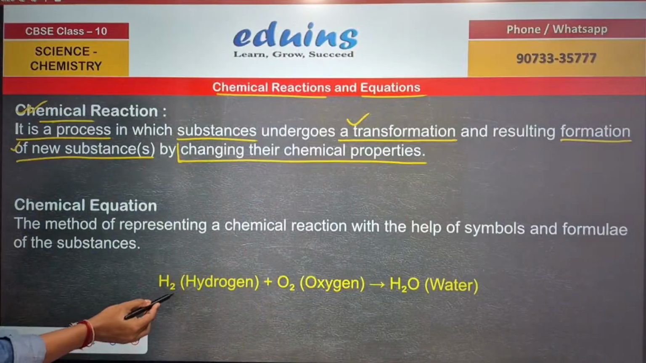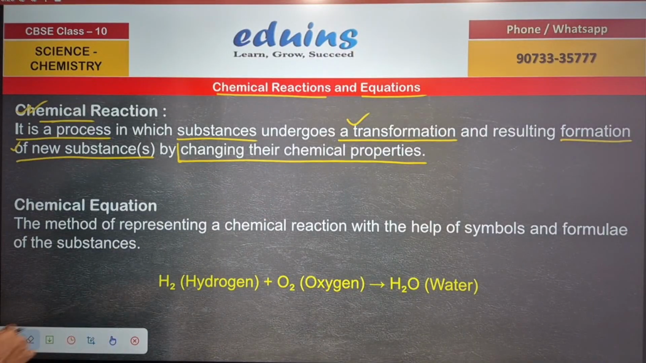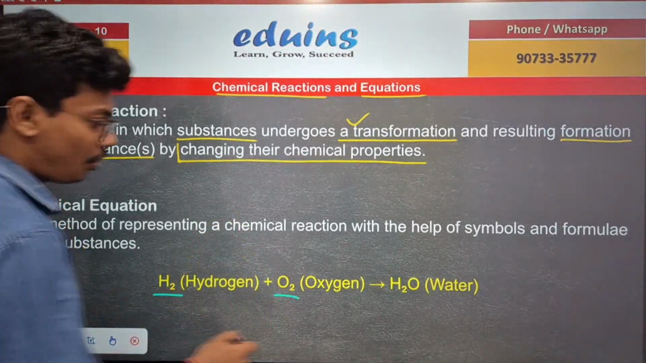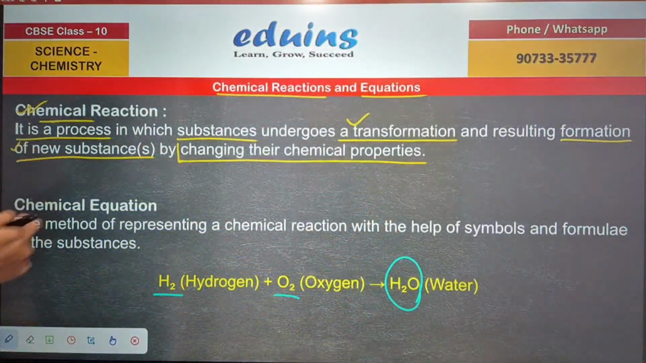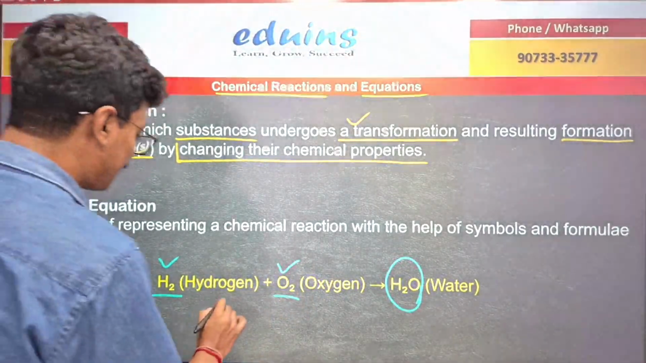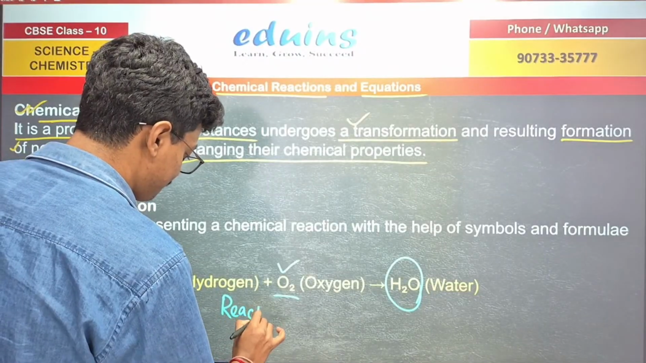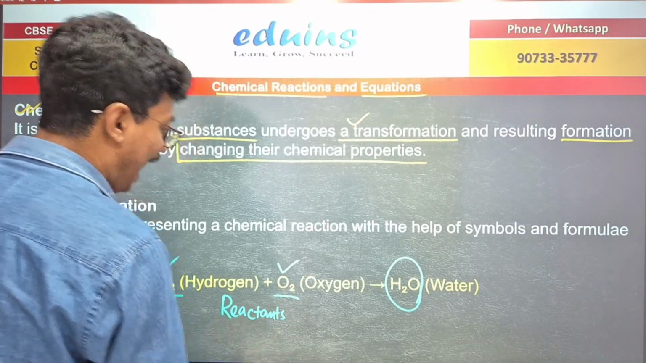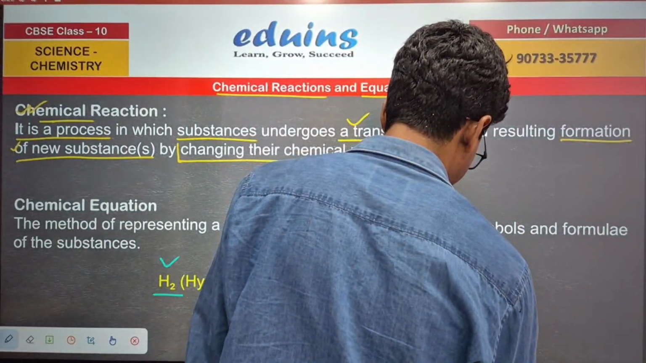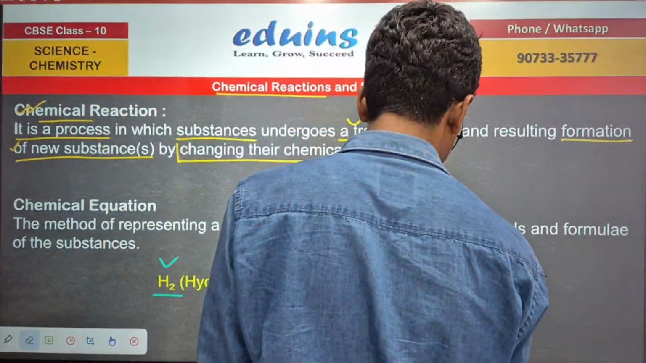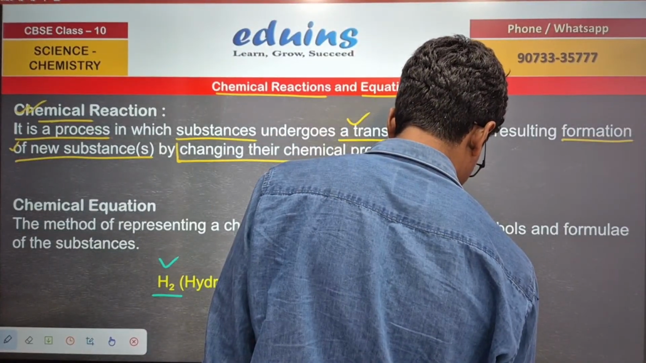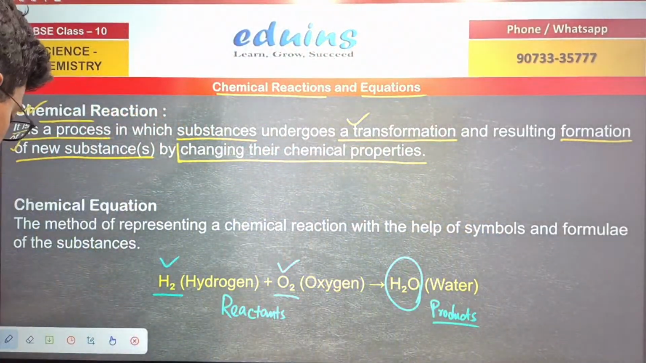How? That is, hydrogen and oxygen react and form water. So the hydrogen and oxygen are called reactants. And the water which is formed is called the product, or products.